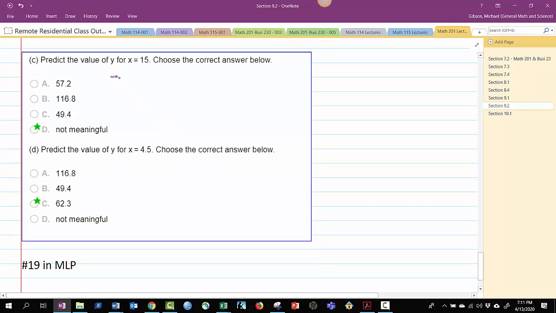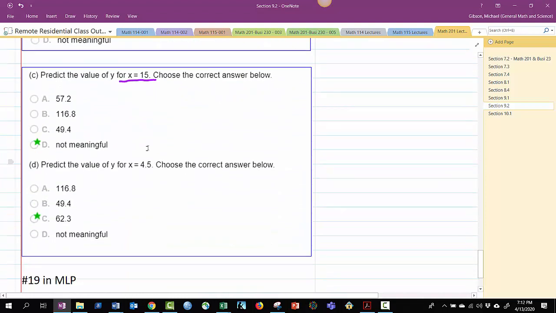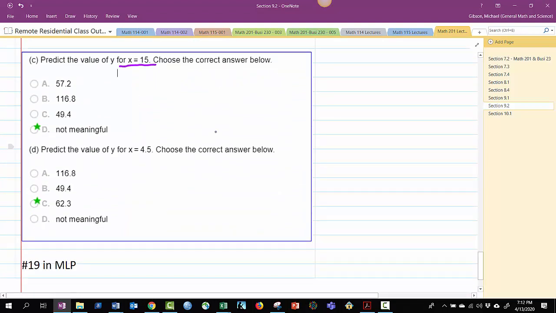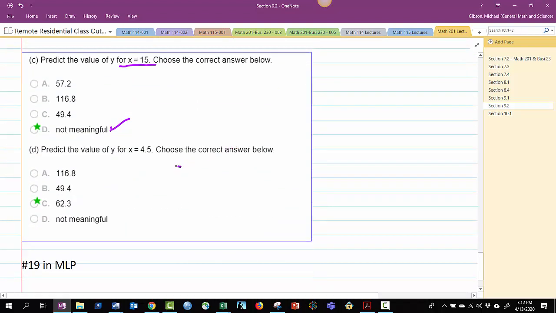It has two more here. I'm only going to do the C. Notice this one, x equals 15. Well, the x's actually go from 0 to 5, so 15 is outside the range. So the answer is you can't make it. There's no meaningful projection. This last one, x is 4.5. It's the same thing as you did for the others. 5.188 times 4.5 plus the 39. Put that in your calculator. Okay, so this is the most common one that we see.